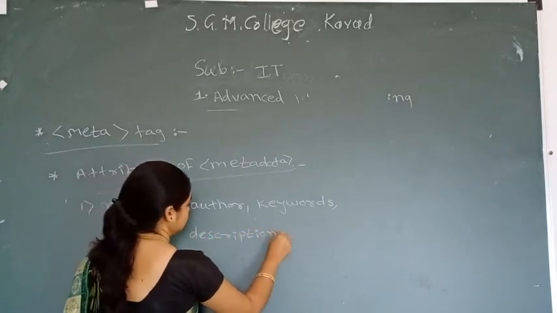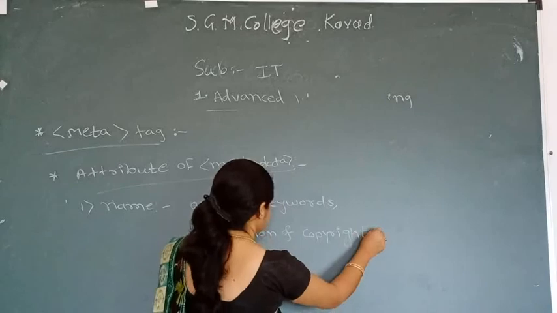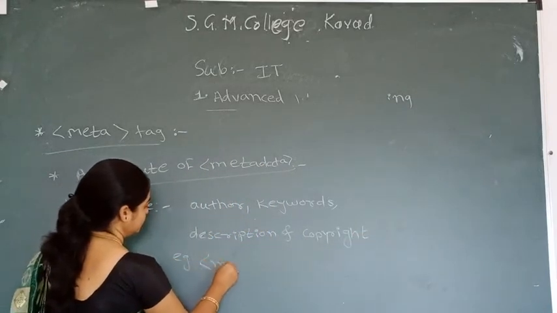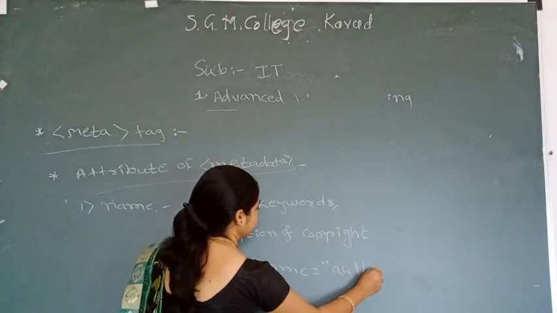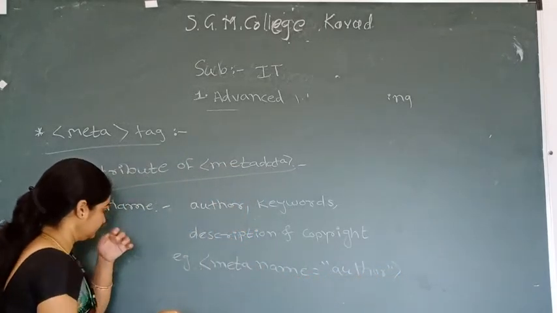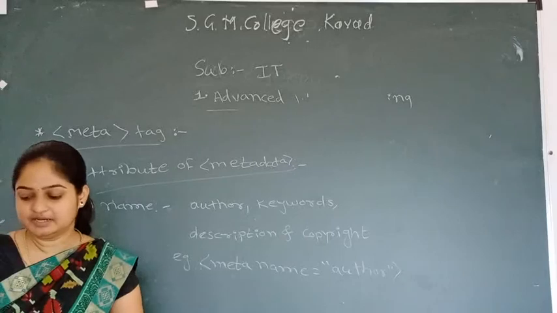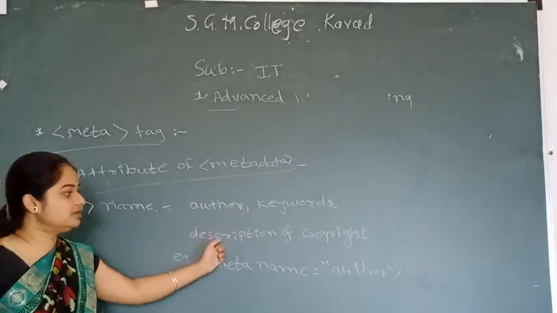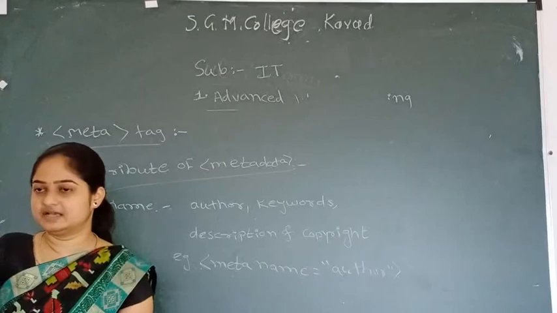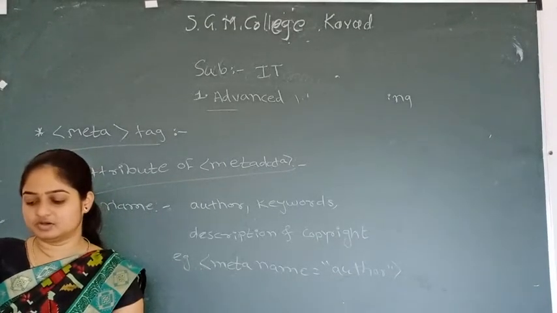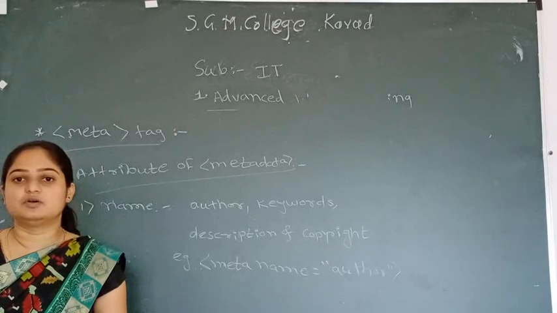and copyright. For example, meta name equal to author. The value of the name attribute can be related to any of the following, like author, keywords, description and copyright. It specifies the name of the metadata like author, keywords or a description. The meta name is equal to author, it specifies the name of an author.